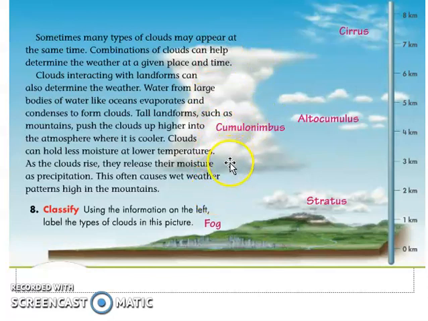So I will repeat the types of precipitation. It could be rain, sleet, hail.